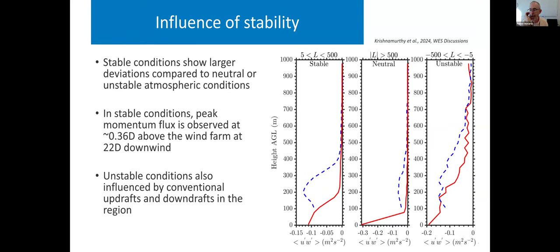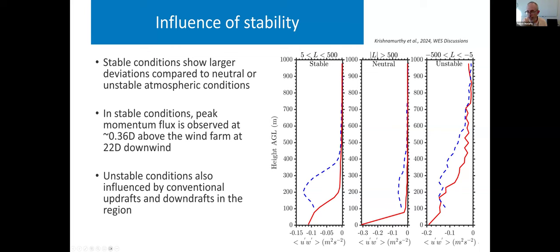Continuing on this analysis, this momentum exchange, of course, is more pronounced in the stable atmosphere, as a lot of our physical phenomena. So luckily, we have a lot of stable conditions within the AWAKEN domain. So most nights the atmosphere is fairly stable. And again, you see this pronounced change from the wind farm as far as momentum exchange. Whereas in the other profiles, in the neutral and unstable case, there is some impact, but not quite as pronounced.